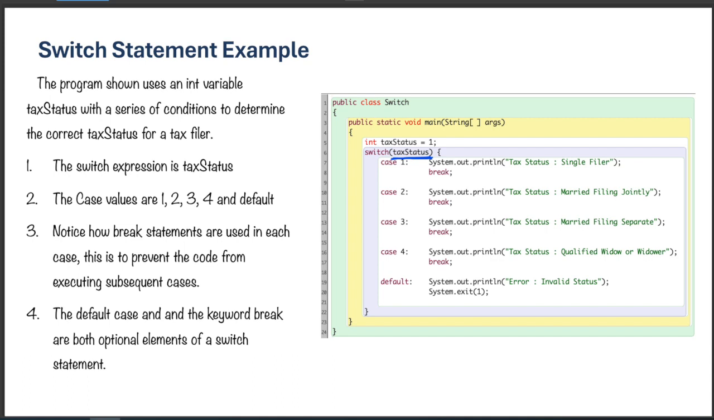The case values are 1, 2, 3, 4, and default. So we see that 1, 2, 3, 4 are not variables that can change their values. They are constants, they are fixed. And then default is that if none of the above are matched, it will use the default output. Default is an optional construct. It does not have to be implemented in your switch statement.